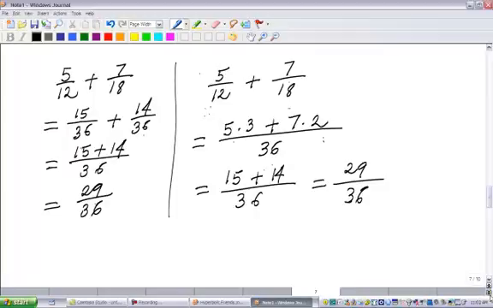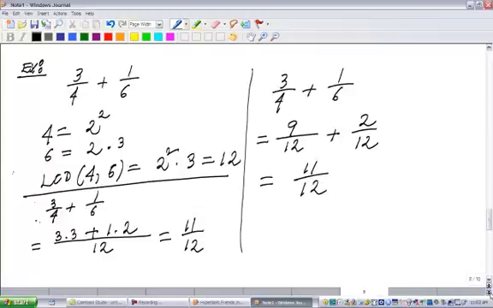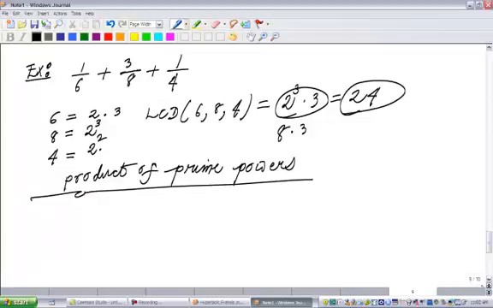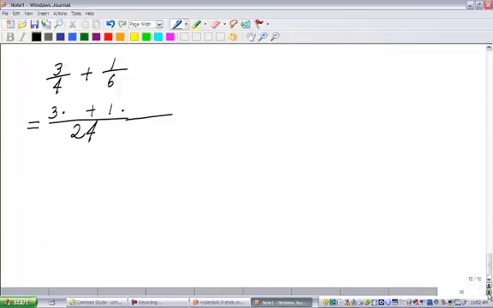So if you're having trouble with LCD, do this. I divide 24 by 4, I get 6, so I'm going to put a 6 here. And if I divide 24 by 6, I get a 4 here, okay? So what do I have? 18 plus 4 divided by 24.